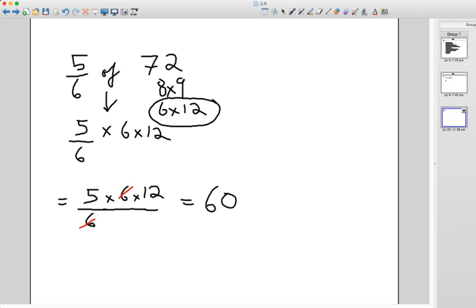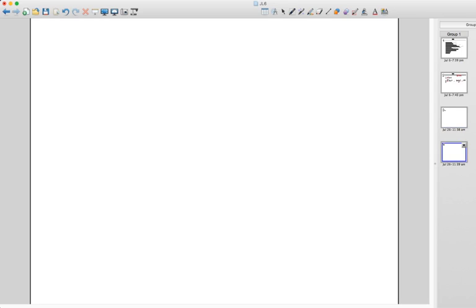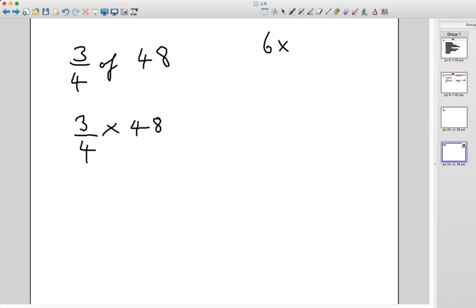Okay, let's have a look at another one. Let's go for 3/4 of 48. And I'm just picking numbers out of my head now. Okay, so we're going to go for 3/4 times 48. Now we have to look at what times tables make up 48. 48 is 6 times 8. It is 2 times 24. It is 1 times 48.